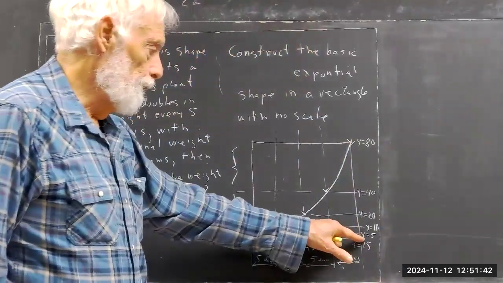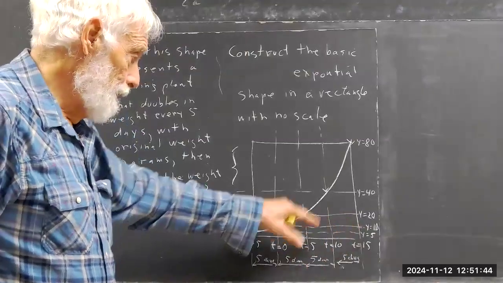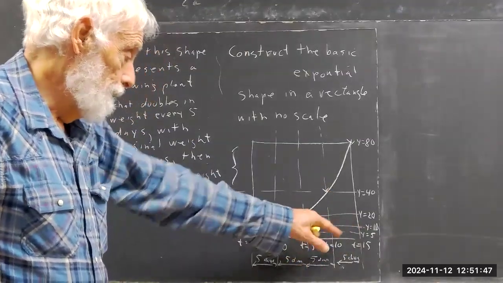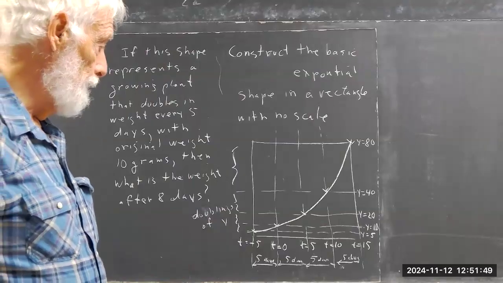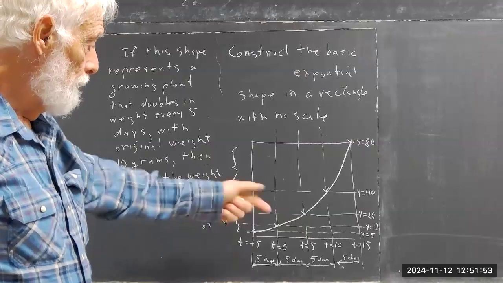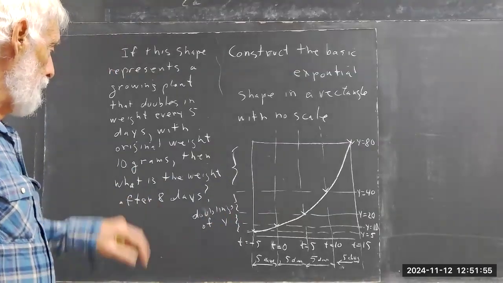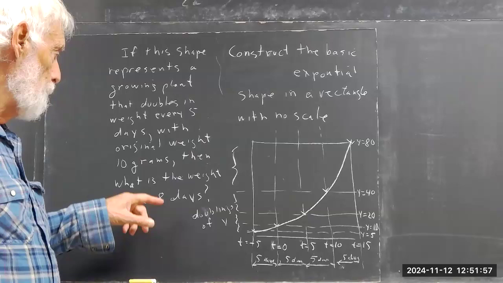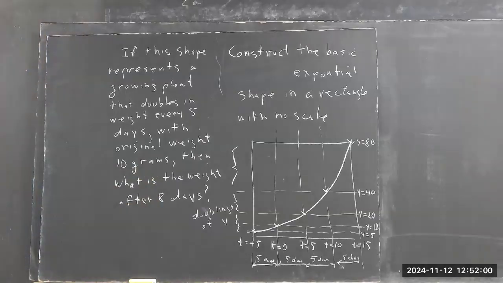And that would have to be y equals 5. This y equals 10, then y is close to the x-axis, gives us y equals 5. Okay. Now, based on your graph, show me your best estimate of what the weight is after 8 days.